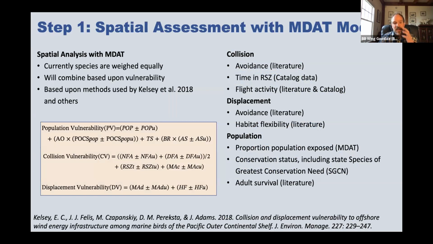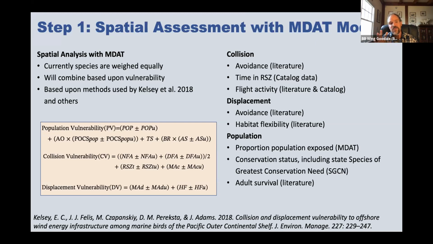When we look at the combined data sets available from the MDAT models that are on the Northeast Data Portal, they are treating each species and season equally as they sandwich them together to make summary maps. What we want to do is look at that a little differently and weight every individual species differently based upon its vulnerability to collision, displacement, or its overall population levels or conservation status, if you will.